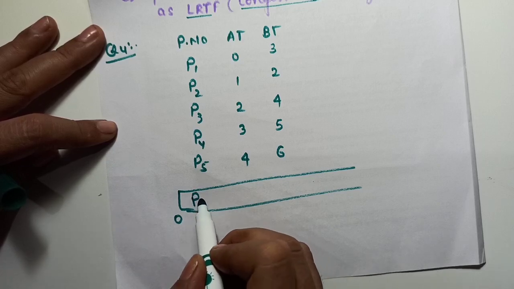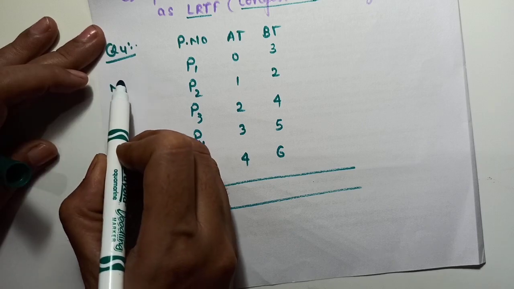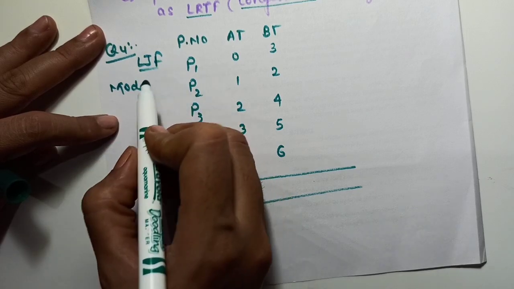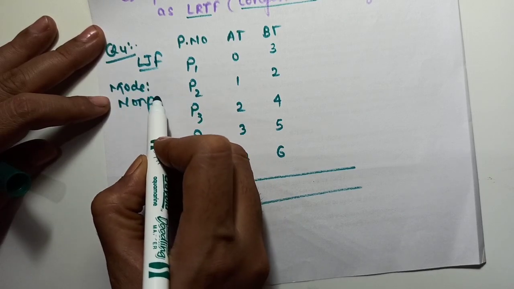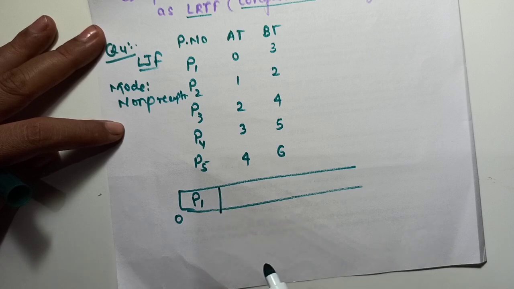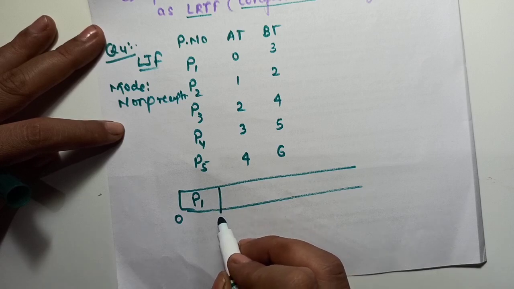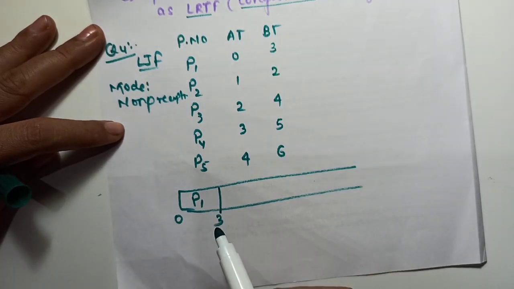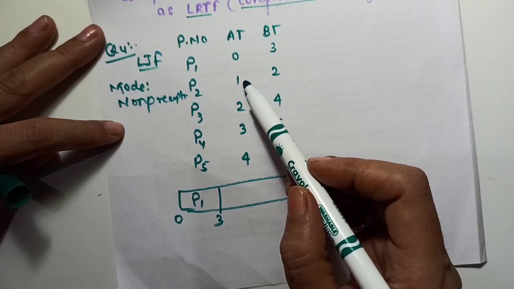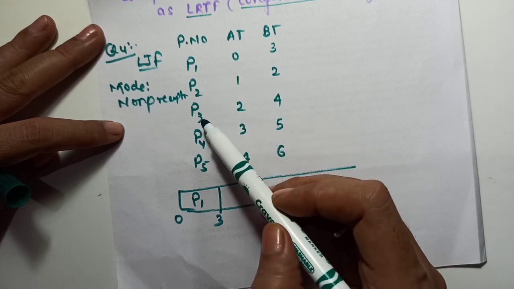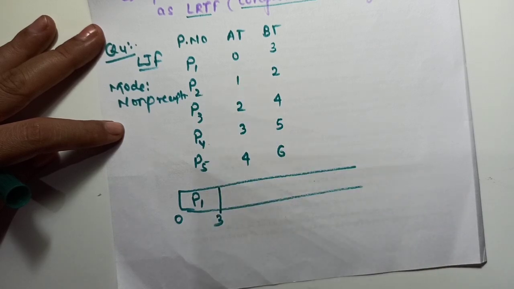So process P1 will be assigned, but what is the mode? We are working with LJF, where the mode is non-preemptive. With the non-preemptive mode, once the process is allocated to the CPU, it will execute till the last. So 3. It needed 3 burst units, and we gave 3, until process P1 is executing. Here we have 3 more processes: P2, P3 and P4 have arrived into the ready queue.